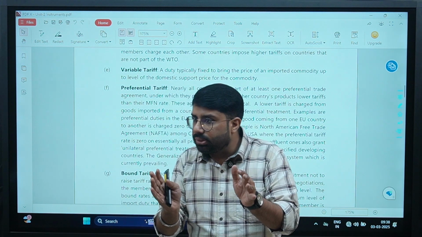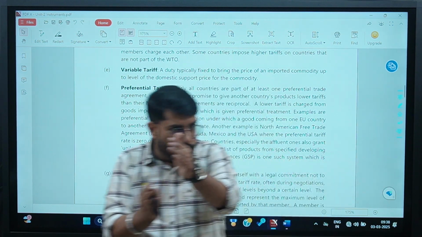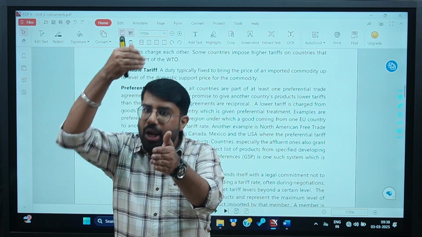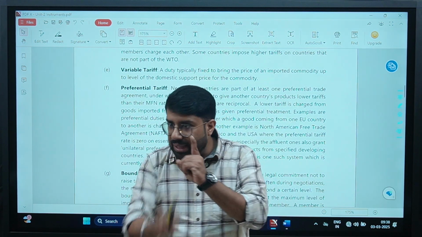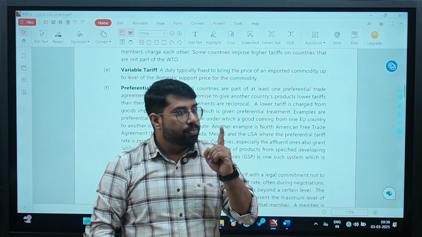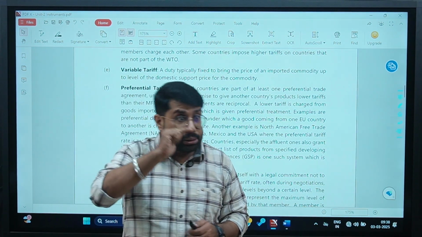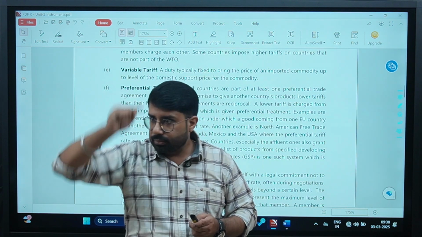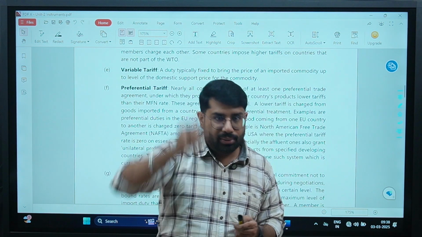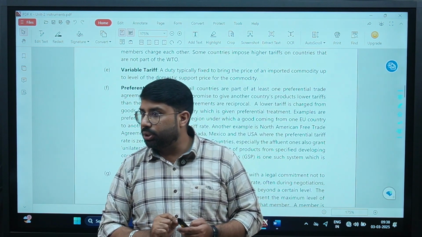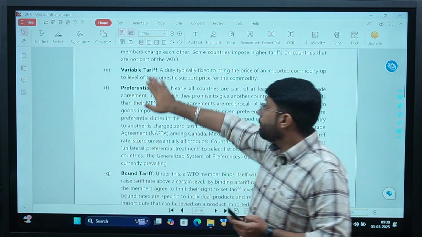It means the taxes will be charged on the basis of the difference between the price at which the goods are imported and the price of the goods in the domestic market. I repeat, tax will be charged on the basis of what? The price at which the goods are imported and the price at which the goods are sold in the domestic market. Yes or no? This difference could vary. And if the difference is varying, what will happen? The amount of tax will also vary. So these types of taxes which are charged on the basis of the varying difference are known as variable tariff.